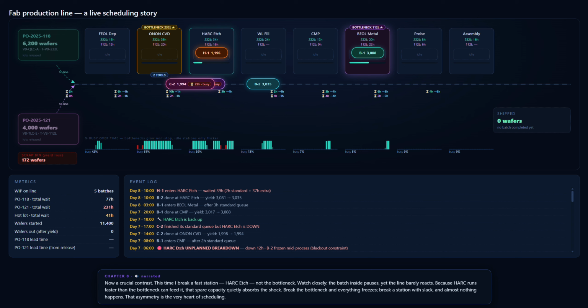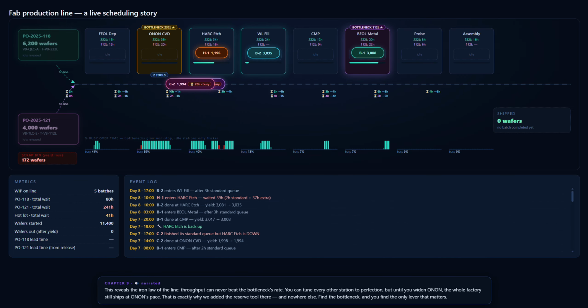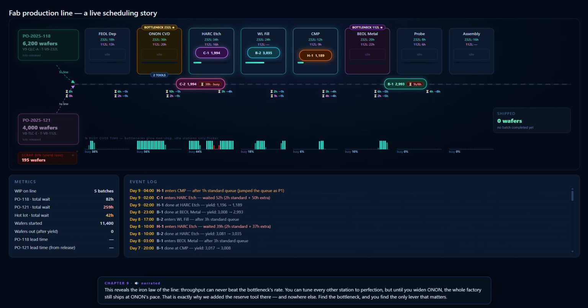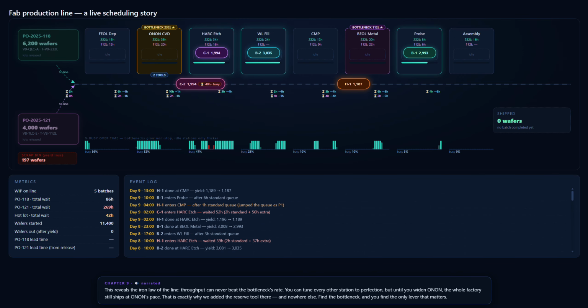Break the bottleneck and everything freezes. Break a station with slack, and almost nothing happens. That asymmetry is the very heart of scheduling. This reveals the iron law of the line. Throughput can never beat the bottleneck's rate.